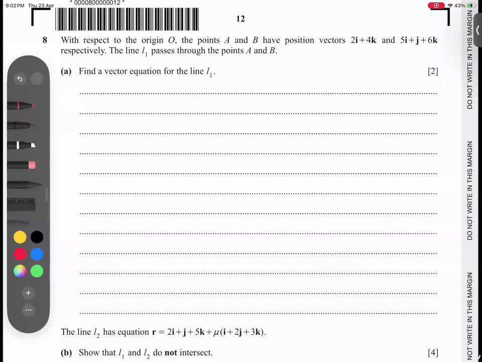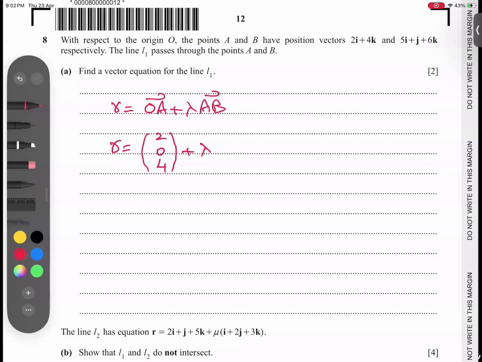Question number 8, and the topic is vectors, and he has given OA. You can see OA and OB, and the line passes through A and B. So we find the vector equation of line L1. So r is equal to OA plus lambda times AB. So OA is from here. So 2, no j, so 0, 4k.